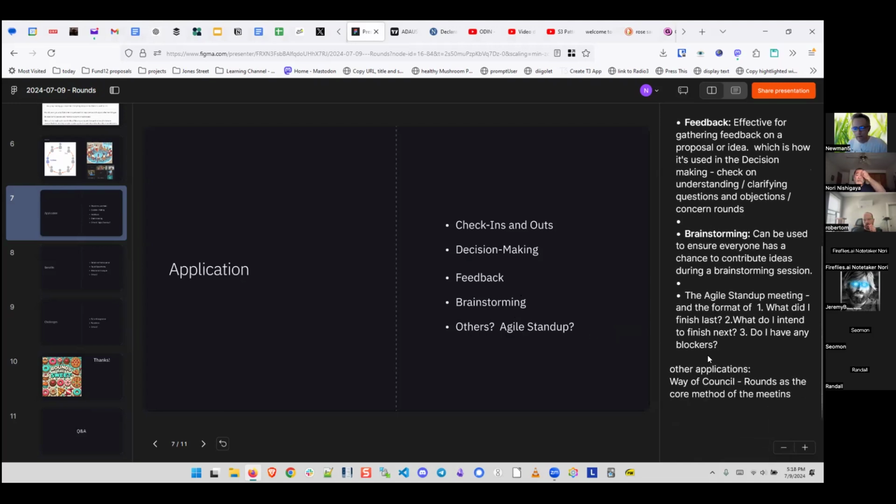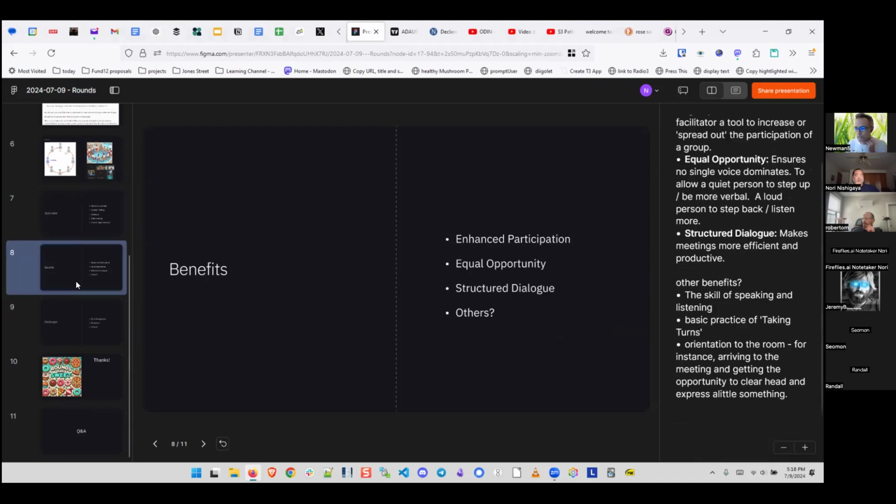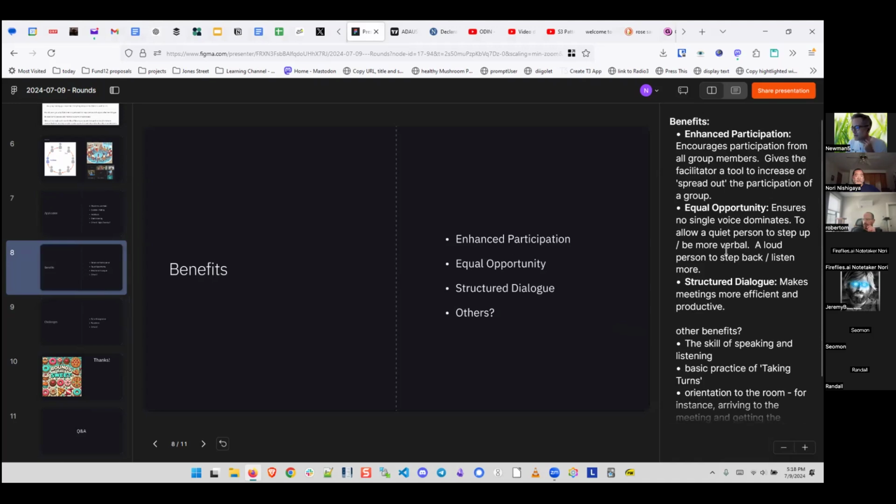And I want to know if you have other applications of rounds that you know of, but we're not going to talk about that now. We'll hold all the questions to the end for the Q&A, but just keep an idea if you've got another application for rounds. So the benefits: enhanced participation, encouraging all members to participate. And Nori, thank you for that insight: it's a facilitator tool to manage the participation, to spread it out or to consolidate or focus it.